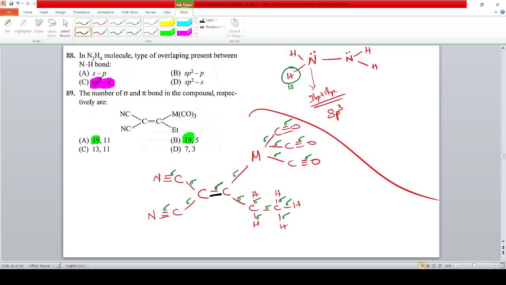I will draw the pi bond in black. 1 pi bond, 2nd pi bond, 3rd, 4th, 5th, 6th, 7th, 8th, 9th, 10th, 11th. There are 11 pi bonds. So the answer for the question is option A. It is 19 sigma bonds and 11 pi bonds. Option A.